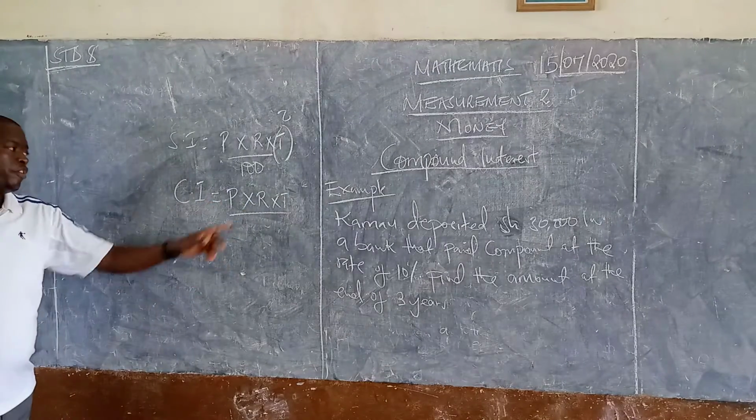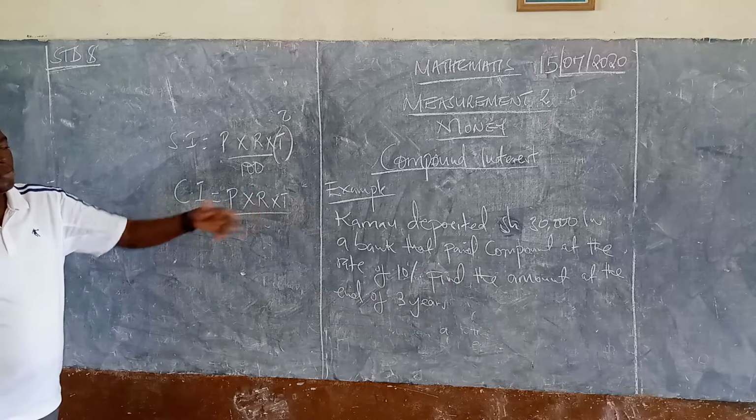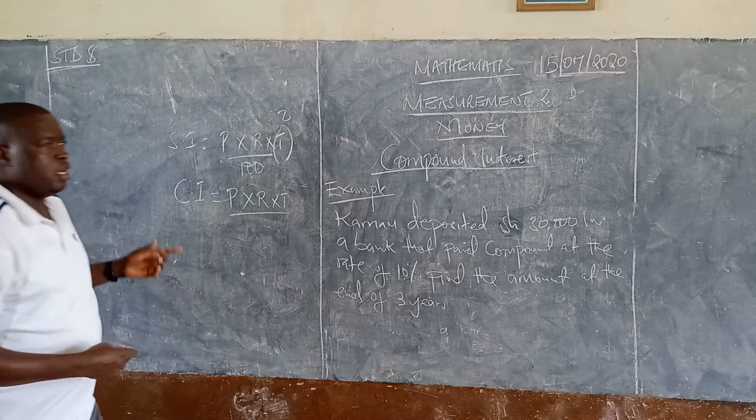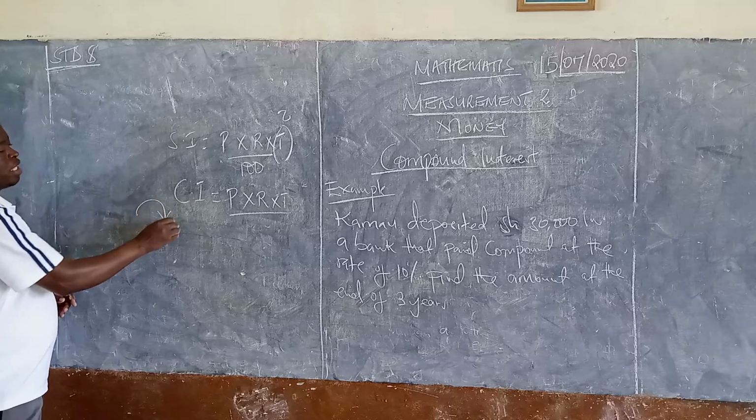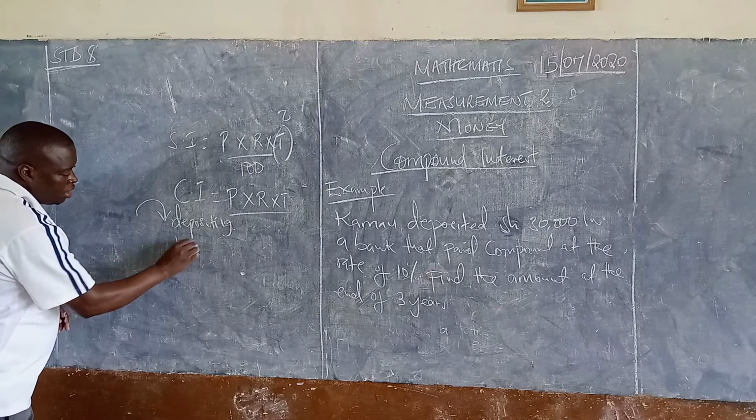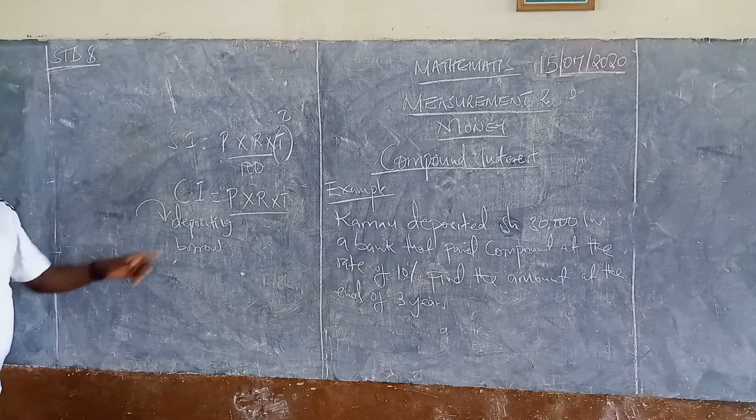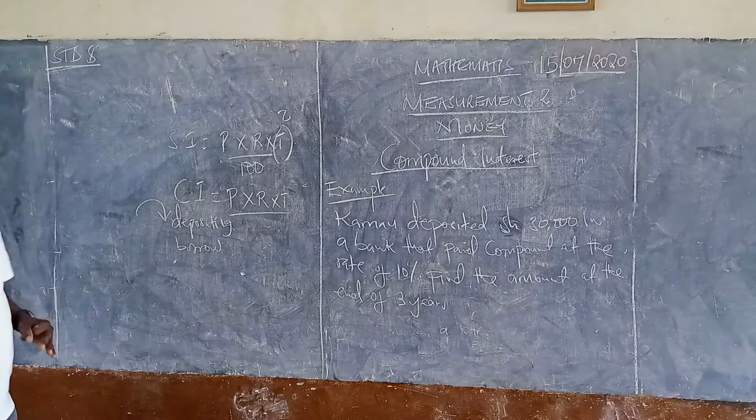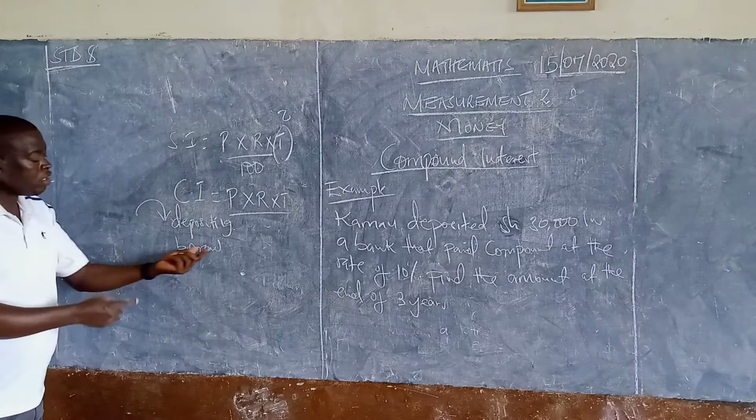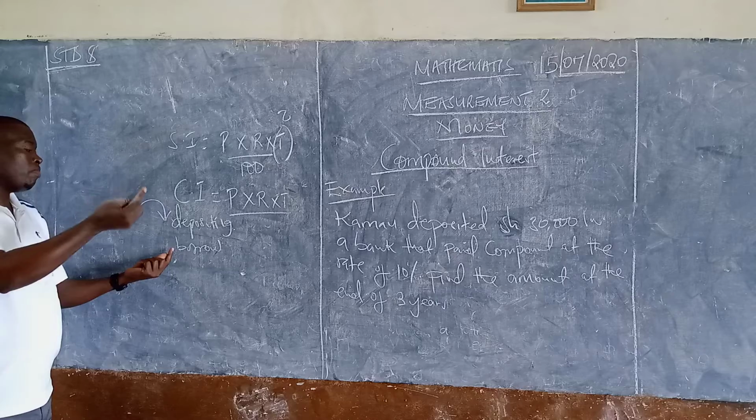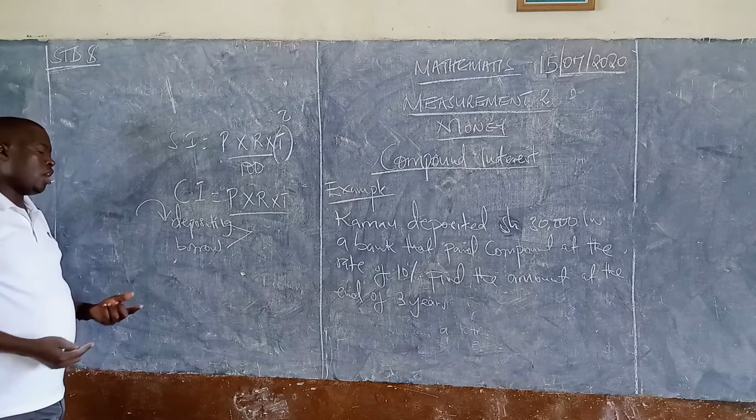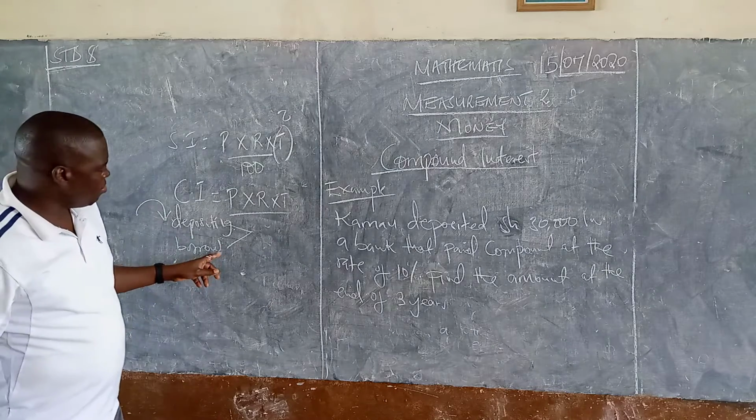When you talk of the rate, it is calculated out of 100. Then the time is the period the money is going to stay. The bank offers 2 ways: either you are putting in, that is depositing, or you are borrowing. You can also borrow from a bank, for example, loans. So you can deposit money in the bank, and at the same time, you can also borrow from the bank. So it is a 2-way.